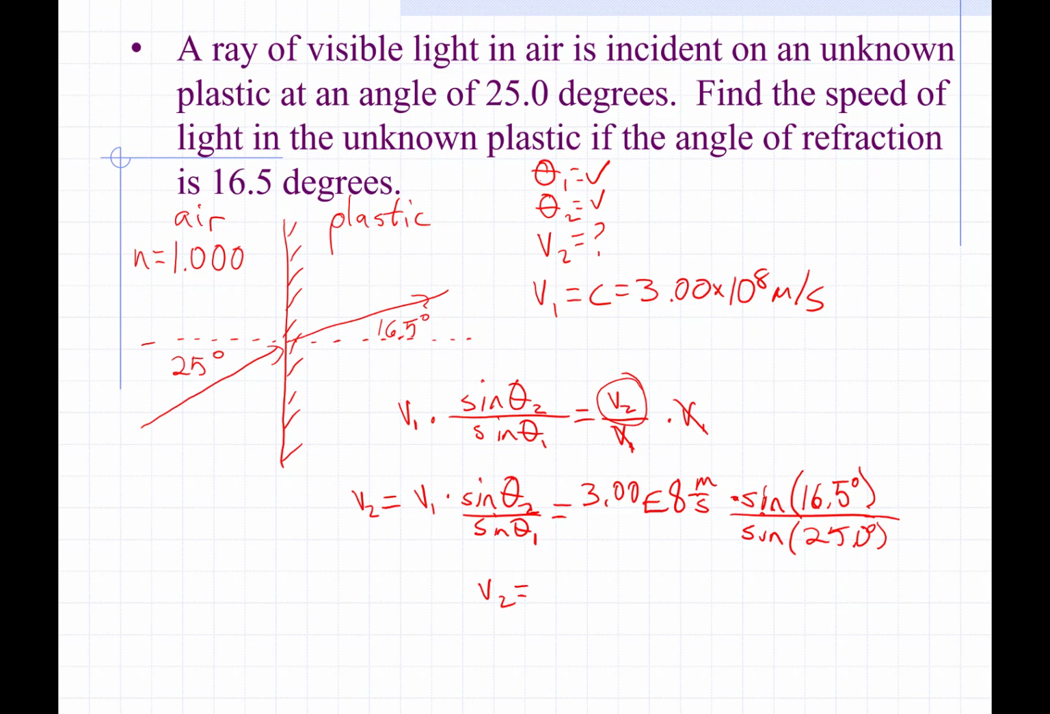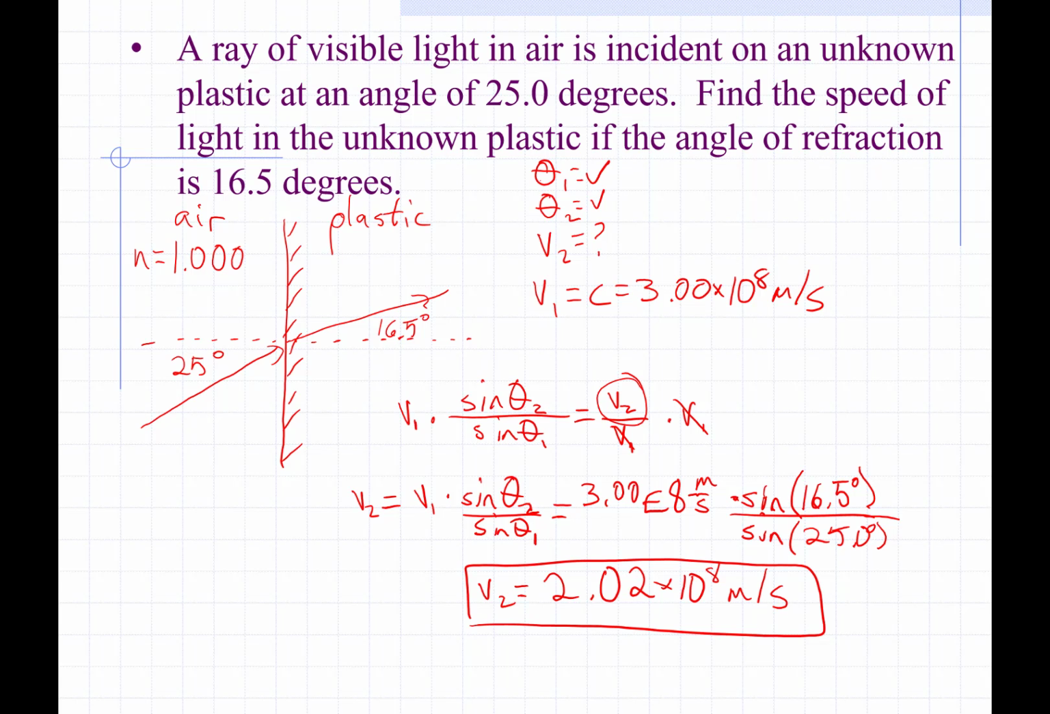V2 equals 3 times 10 to the 8 times sine of 16.5 divided by sine of 25, which in scientific notation is 2.02 times 10 to the 8 meters per second. And let's just check our work to make sure we're correct. This is a slower speed in plastic than in air, so it should bend towards the normal, and it does bend towards the normal, so our answer makes sense.